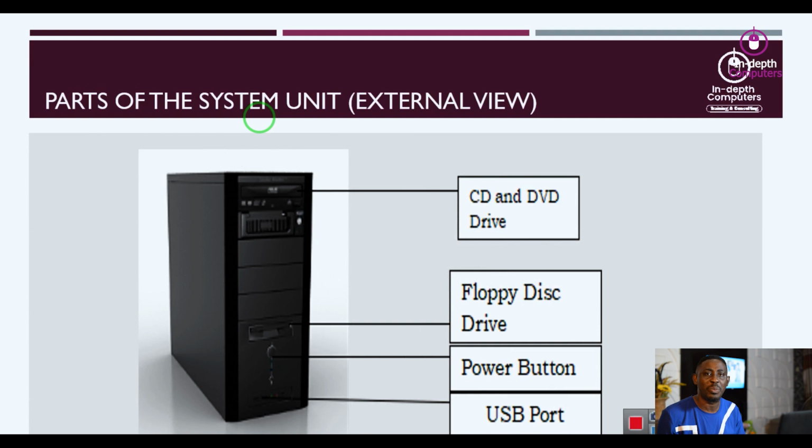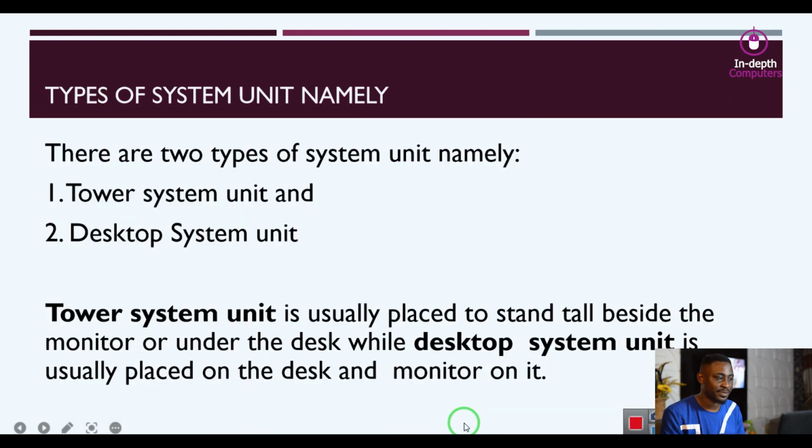So let's quickly look at the parts of the CPU. We have the CD or DVD-ROM here. You can see it here, the CD or DVD-ROM. You can see the floppy disk drive. This is actually outdated. People don't use the floppy disk anymore. And then the power button here, where you can turn on the computer system, and the USB ports.